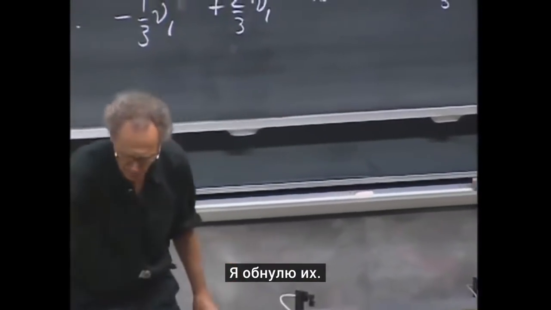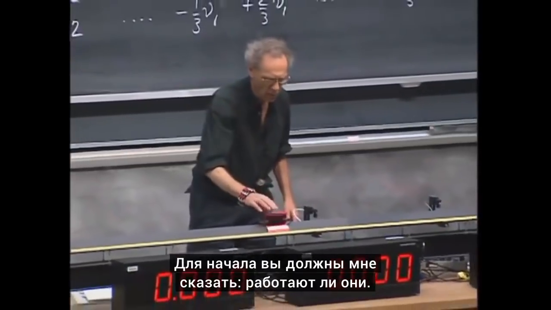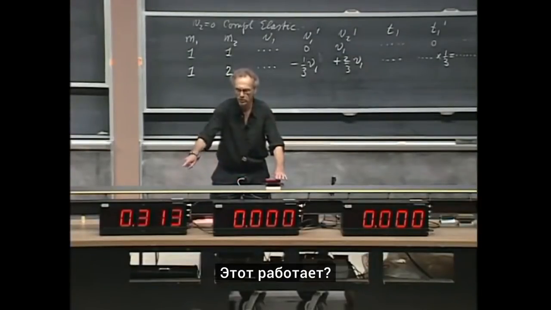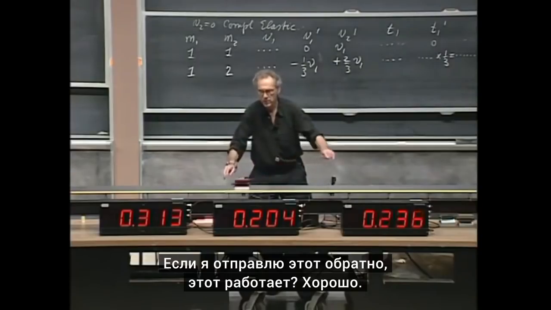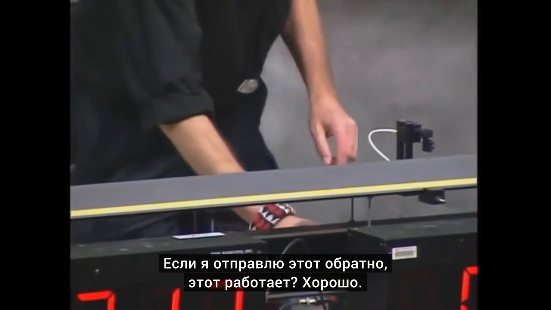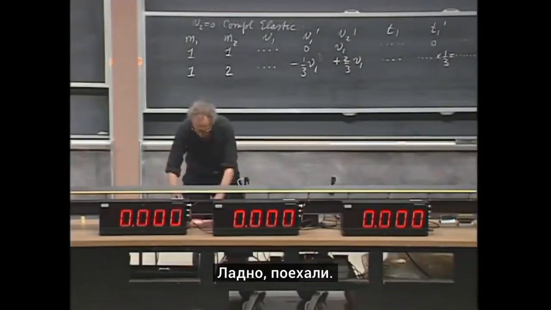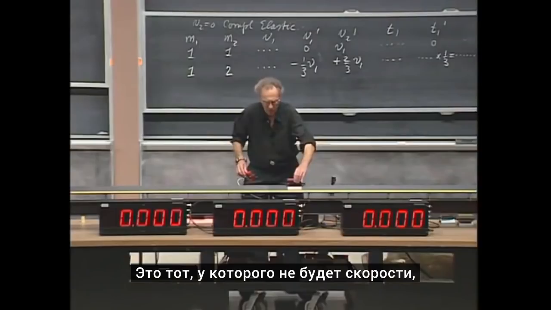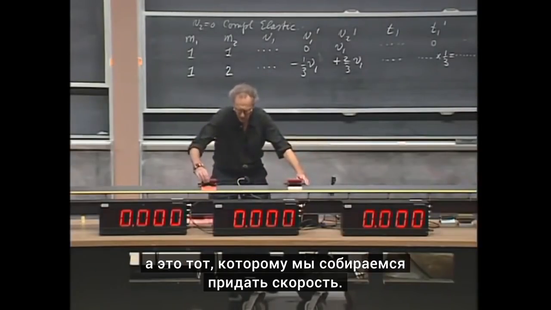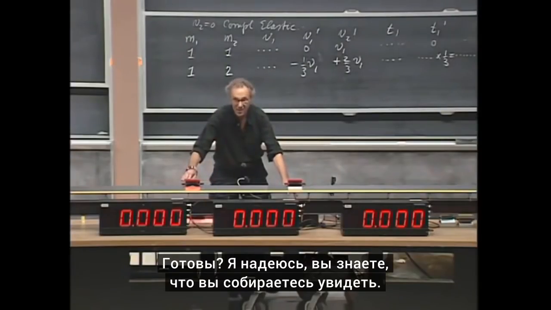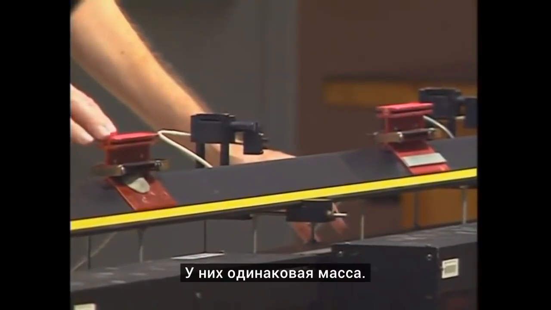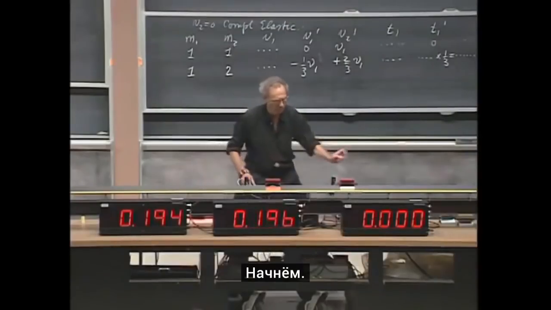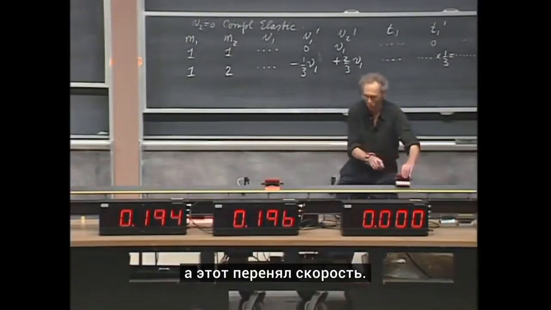I will zero them. First you have to tell me whether they are working. I will just let it go through this slot. Tell me that this one is working. If I send this one back, is this one working? Okay. There we go. This is the one that will have no speed, and this is the one that we're going to give a velocity. You ready? I hope you know what you're going to see. This one will come to a halt, and this one will go on. They have the same mass. There we go. This one is indeed coming to a halt, and this one took over the speed.